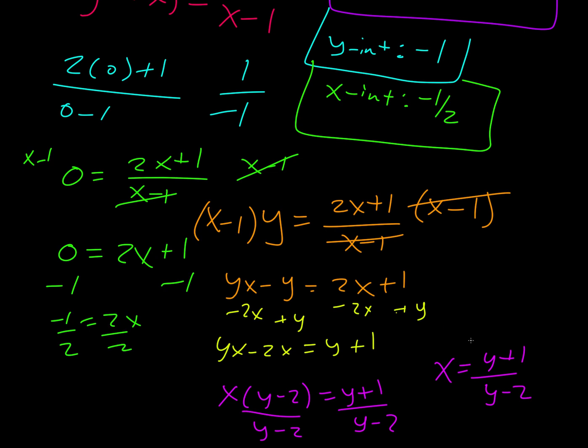And so the horizontal asymptote will be where y creates division by 0, so that's at 2. And so horizontal asymptote at y equals 2.